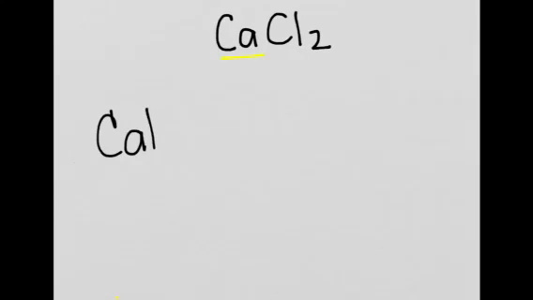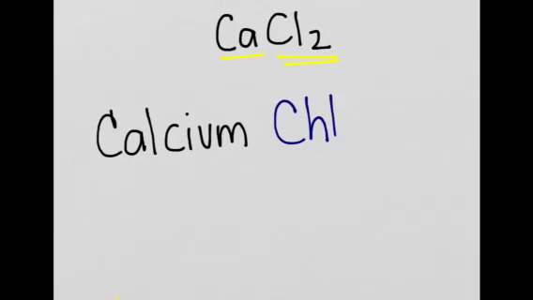Let's see how it works with a different compound. This time we have CaCl2. The first thing we ask ourselves is, is there a metal? Yes, calcium is a metal. And so the first part of this compound's name is going to be calcium. And then the nonmetal is once again chlorine, which we learned from our last video changes the INE to IDE, chloride, and so this compound is called calcium chloride.